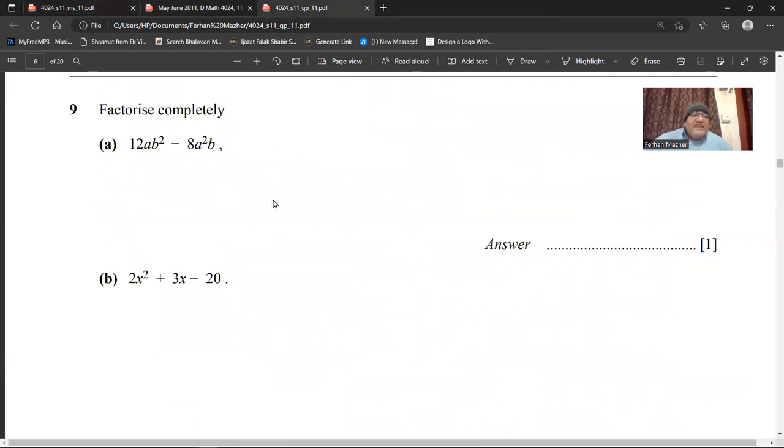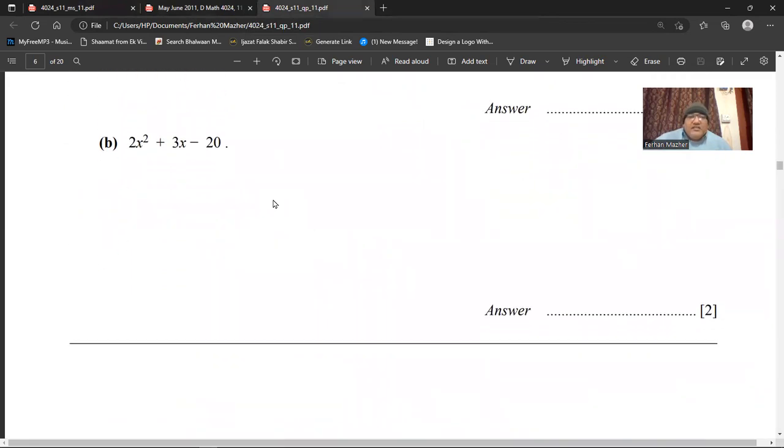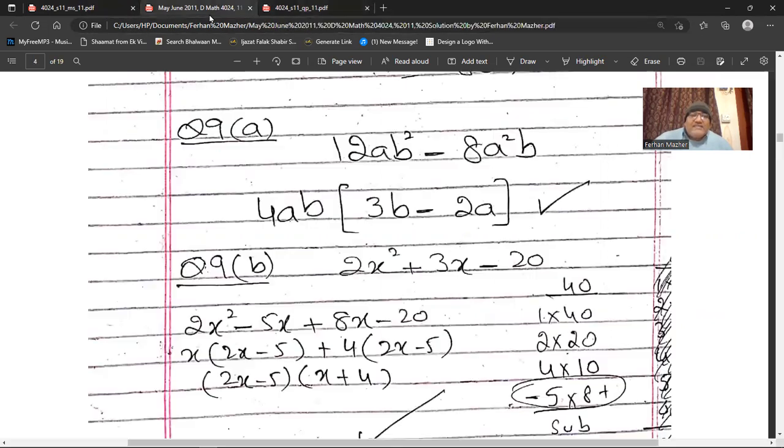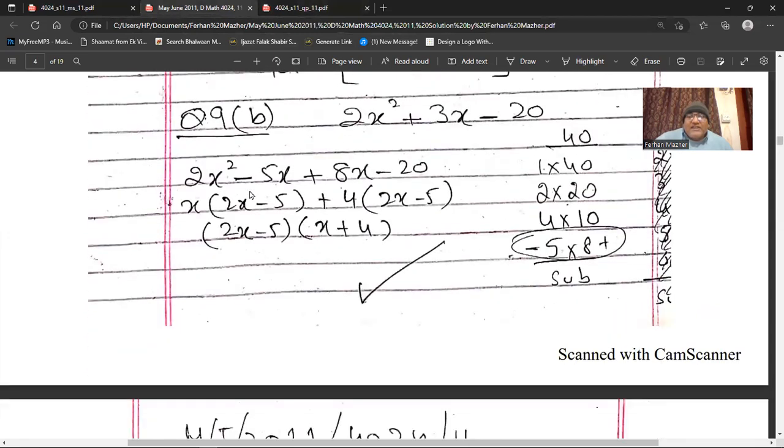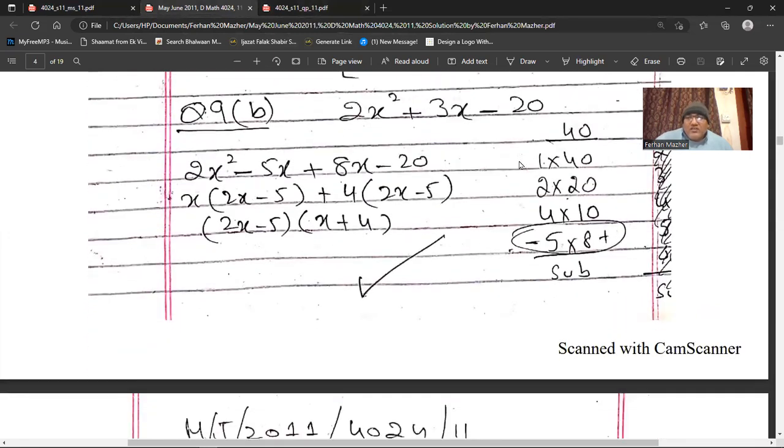Question number 9, it's B part. Factorize completely: 2x squared plus 3x minus 20. It's a quadratic expression and we want to factorize it. I will multiply the extreme terms and you will get 40. Then I will write the factors of 40. They are 1 into 40, 2 into 20, 4 into 10, minus 5 into 8.